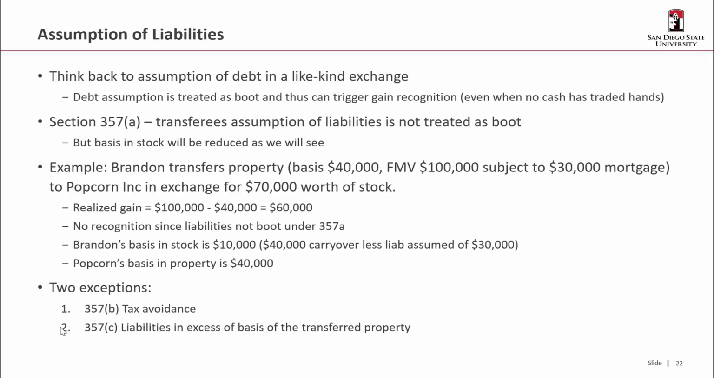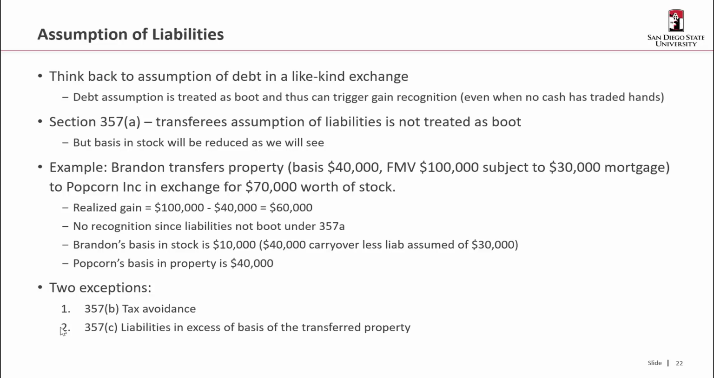There's no recognition, right, since the liabilities are not treated as boot under 357A. However, his carryover basis of $40,000 is reduced by the liabilities assumed of $30,000. So his basis in his stock is only $10,000. Whereas Popcorn keeps the full basis at the carryover basis amount of $40,000 because, of course, they just inherited a liability to go with it.